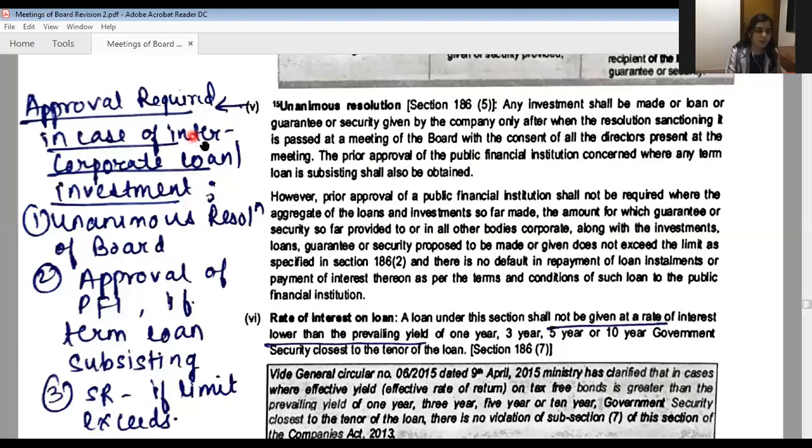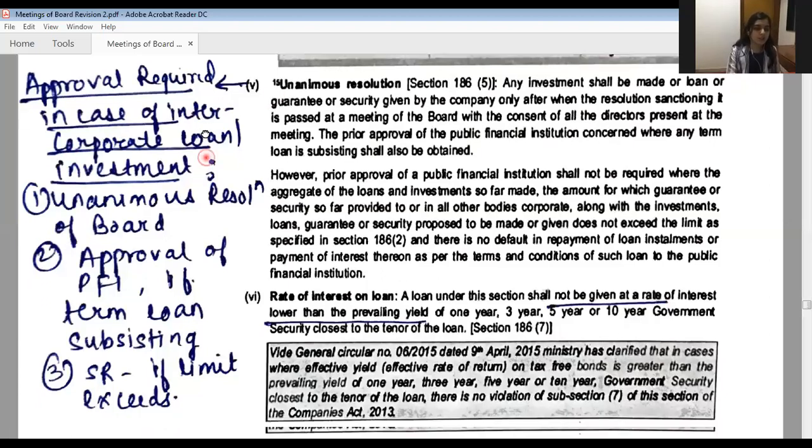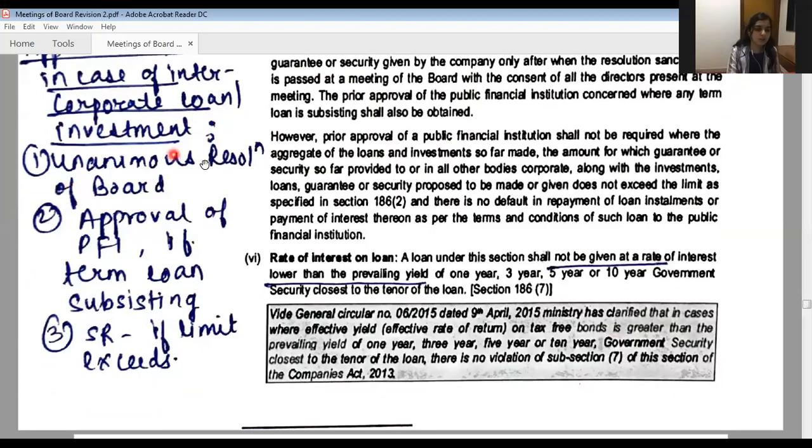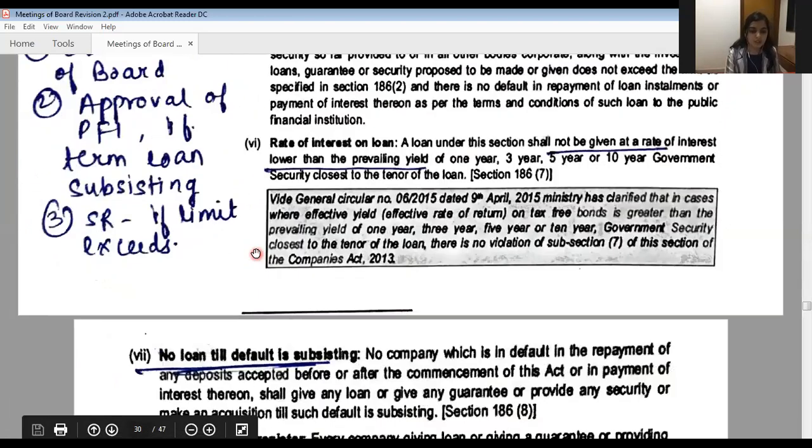Now, what are the approvals required in case of intercorporate loan or investment? First, it is unanimous resolution of the board. Second is approval of PFI, that is public financial institution, if the term loan is subsisting. And the third is special resolution if the limits exceed.